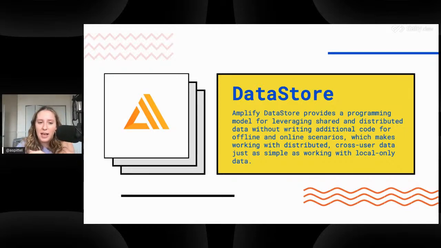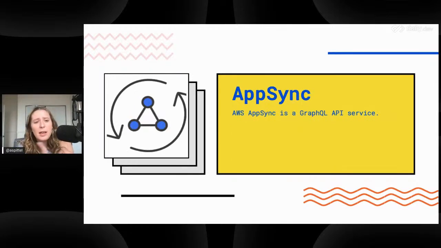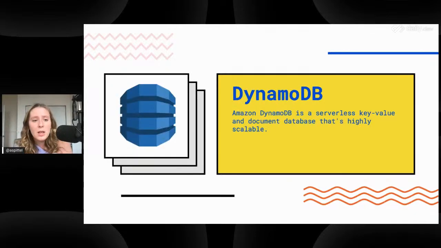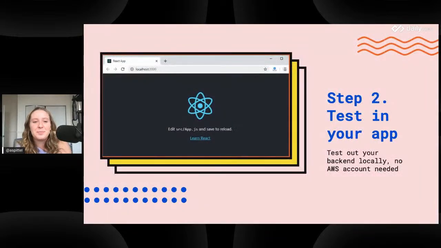Most web apps, I would say, have some sort of offline data that they need to have at this point, especially mobile apps. AWS AppSync is a managed GraphQL API service that's being provisioned under the hood as well. DynamoDB is the database being used for this. It's a serverless key-value document database that's highly scalable. Like Amazon.com uses it. So it's one of those that's pretty well used within the industry.